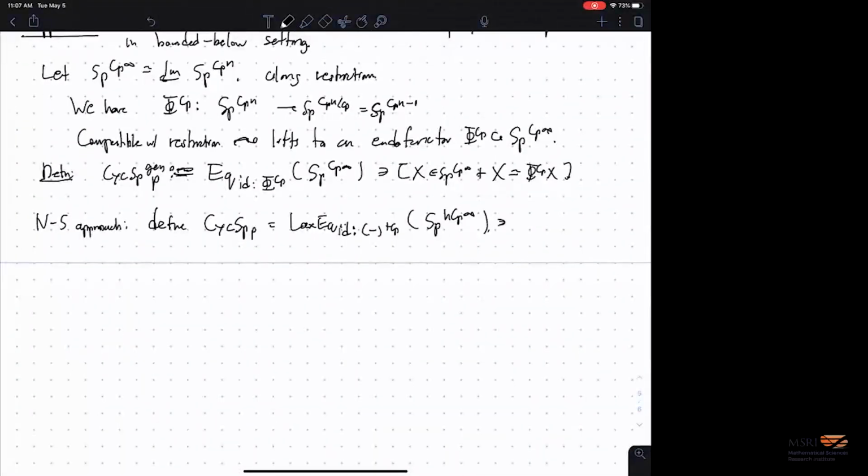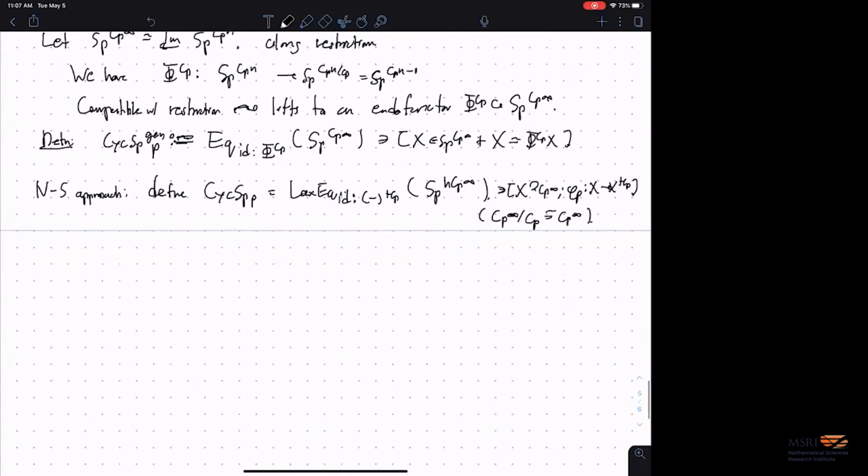So objects here are given by X with a CP infinity action together with a so-called Frobenius map from X to the CP Tate on X. Here, to write CP Tate as an endofunctor, I'm implicitly identifying CP infinity mod CP with CP infinity via the p-th power. I suppose I was already doing that when I was writing the endofunctor PCP above, after taking the inverse limit along restrictions. So I should have said that.